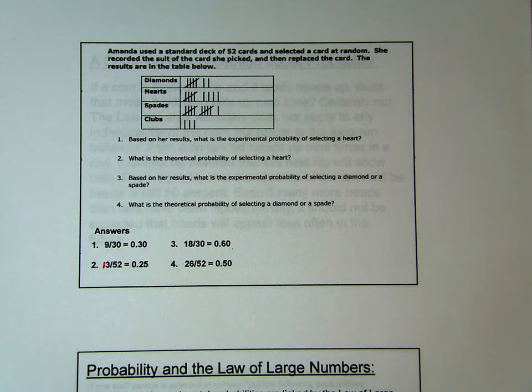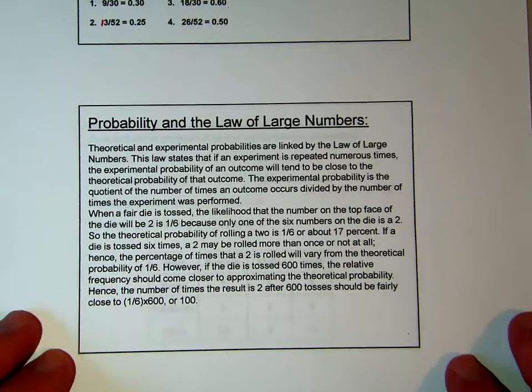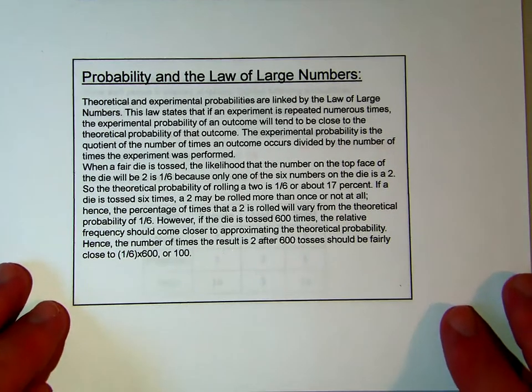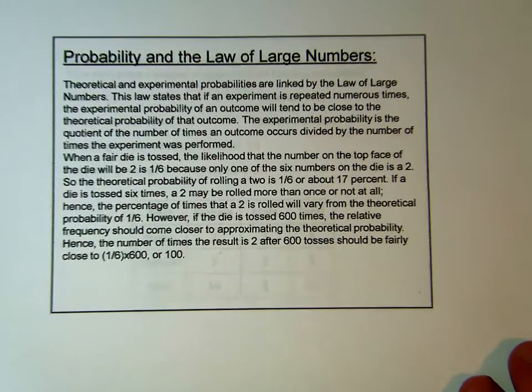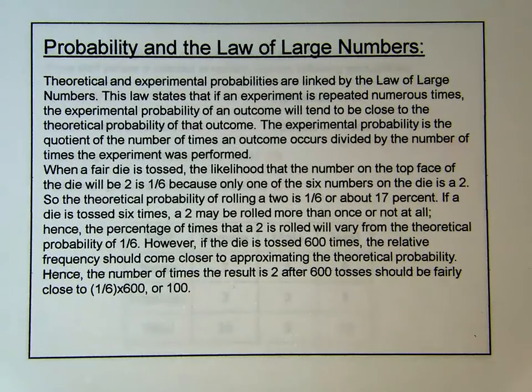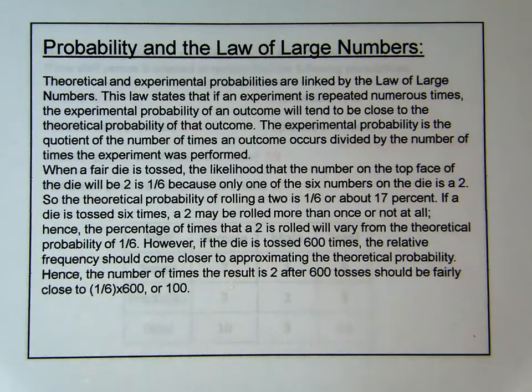So what we have in the probability world is an interesting connection between the experimental probability and the theoretical probability, which is the next thing we're going to talk about, the law of large numbers. Let's see if we can zoom this a little bit better. Theoretical and experimental probabilities are linked by the law of large numbers. This law states that if an experiment is repeated numerous times, the experimental probability of an outcome will tend to be close to the theoretical probability of that outcome.